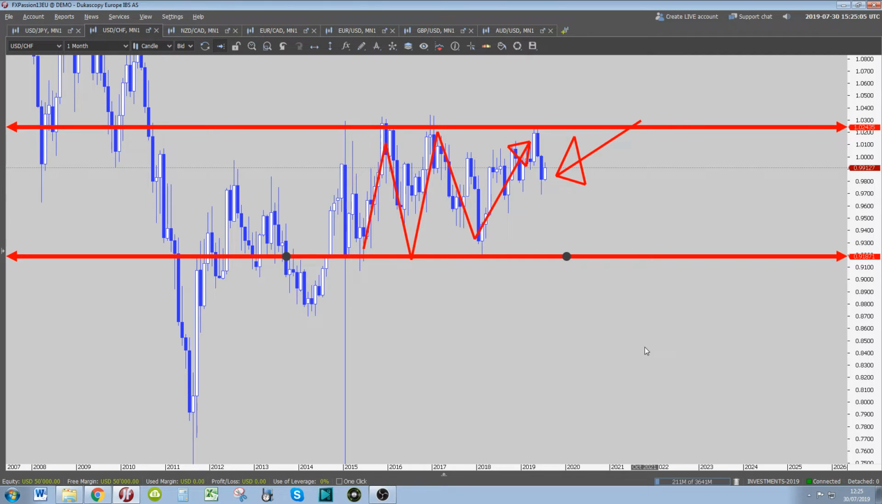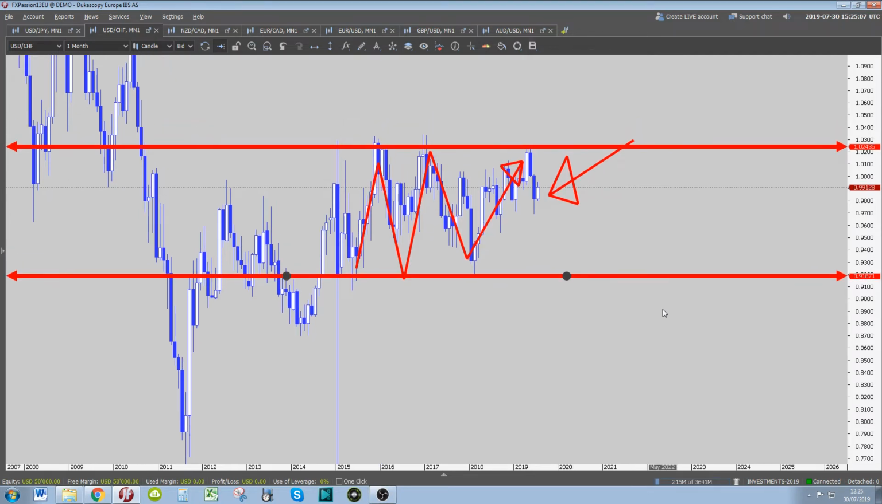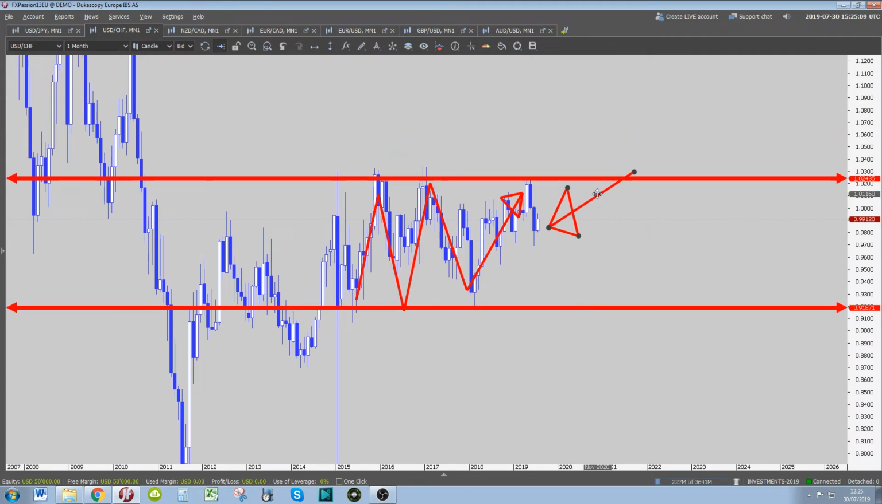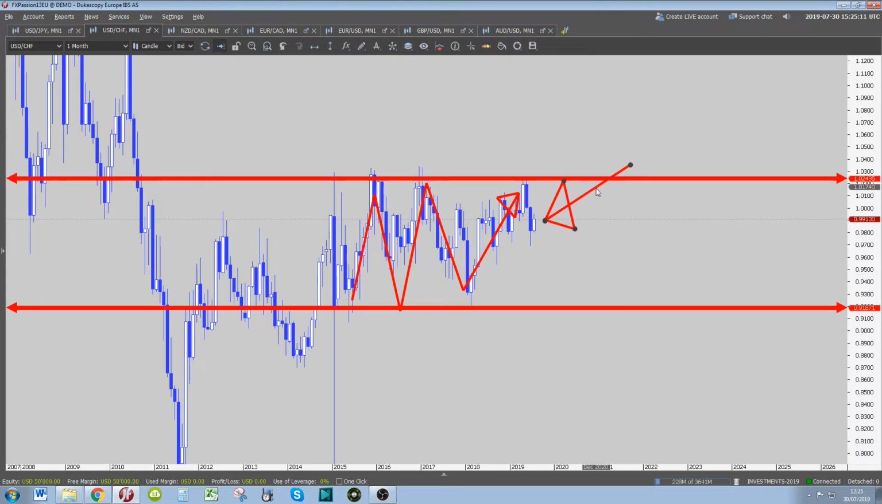Max, I am on long now. Be careful, Max. USD CHF is locked inside this sideways channel.